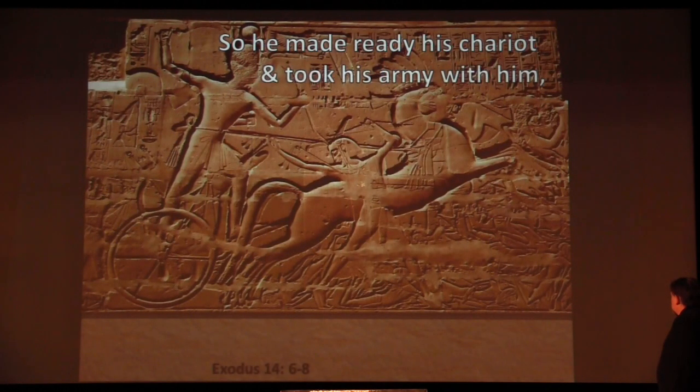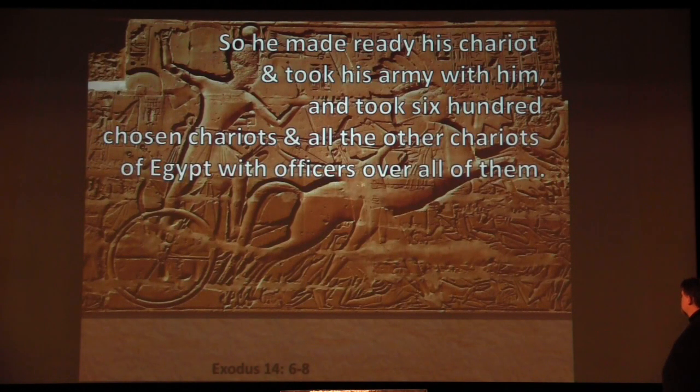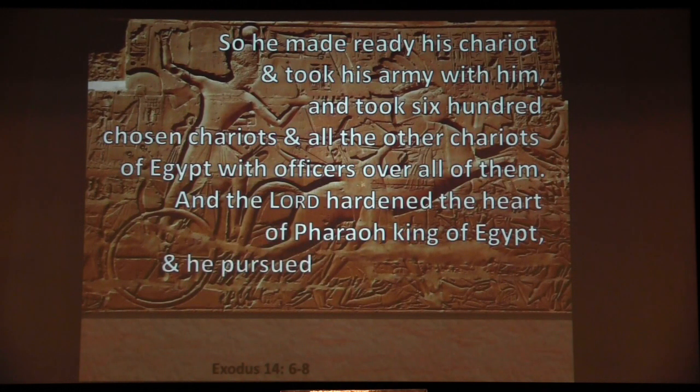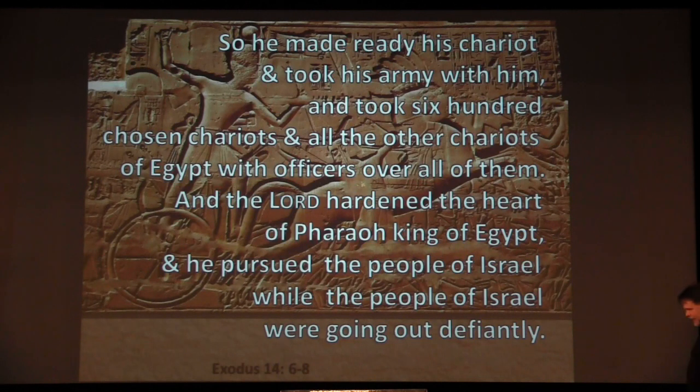So he made ready his chariots and took the army with him, and he took 600 chosen chariots and all the other chariots of Egypt with officers all over them. And the Lord hardened the heart of Pharaoh, king of Egypt, and he pursued the people of Israel while the people of Israel were going out defiantly. I like that. They were going out defiantly because they, in those moments, believed in their God.